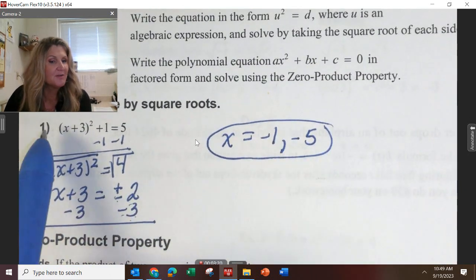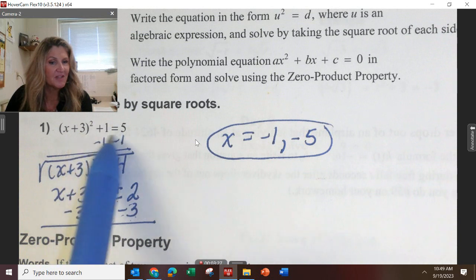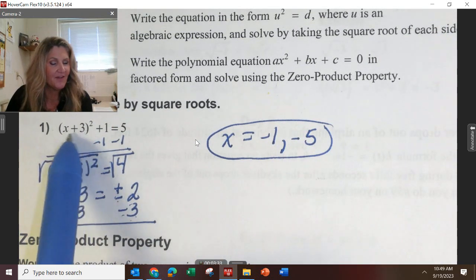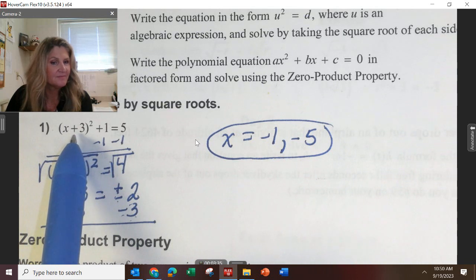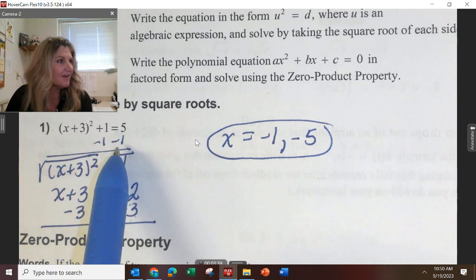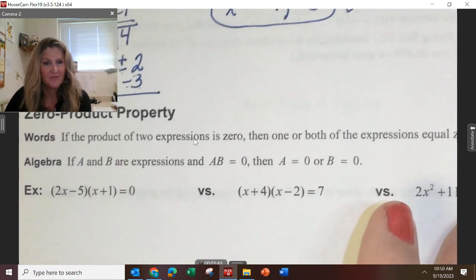If I'm not sure if I'm correct, let's plug it in. What's negative 1 plus 3? 2. What's 2 squared? Plus 1, is that 5? Plug in negative 5. What's negative 5 plus 3? Negative 2. What's negative 2 squared? Plus 1, is that 5? Yeah, so those are our two solutions.